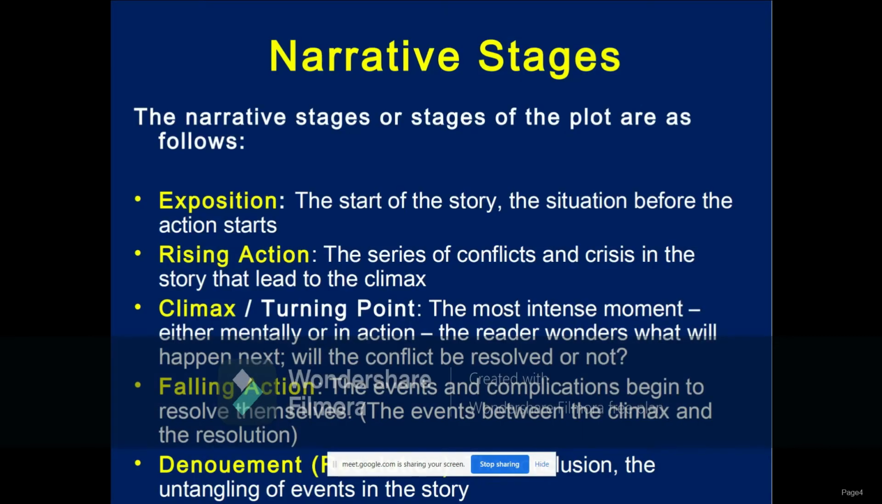So to reiterate, the narrative stages or stages of the plot are as follows. The exposition, the start of the story, the situation before the action starts. The rising action, the series of conflicts and crises in the story that lead to the climax. And the climax is a turning point, the most intense moment, either mentally or in action. The reader wonders what will happen next. Will the conflict be resolved or not? The falling action is the events and complications that begin to resolve themselves, the events between the climax and the resolution. And the denouement is, of course, the conclusion and untangling of events in the story.